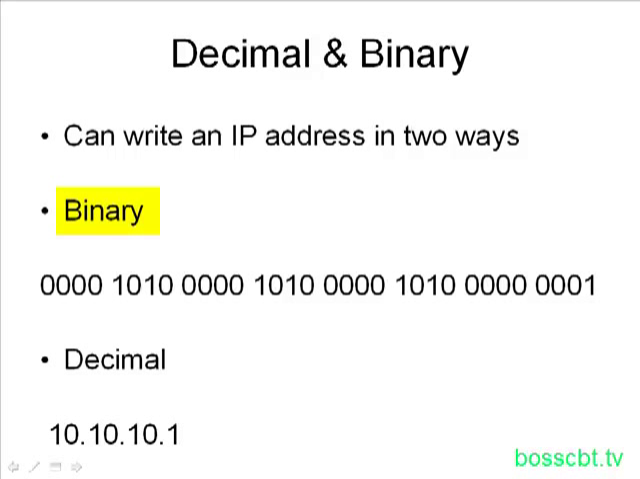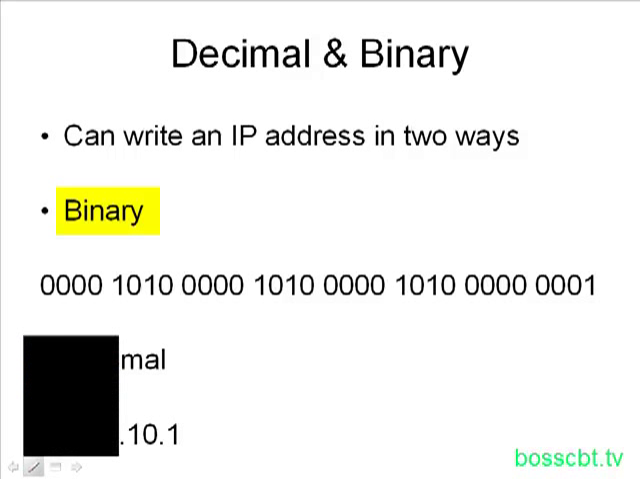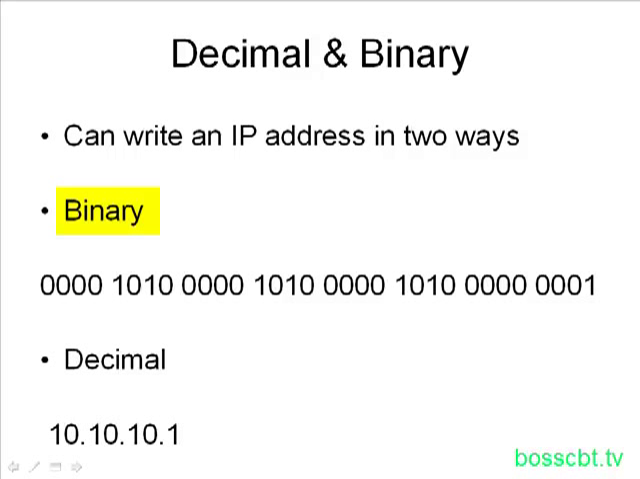We have 32 bits listed here, so that's an IP address. And if we want to group these into bytes, in other words, into groups of 8, we could do that, and it would look something like this. So we have 4 bytes there.